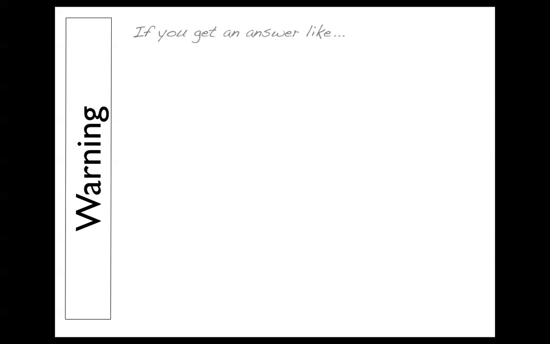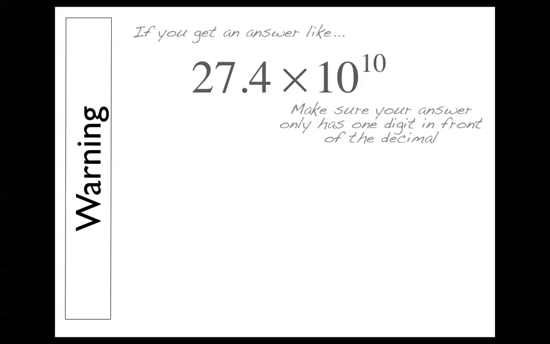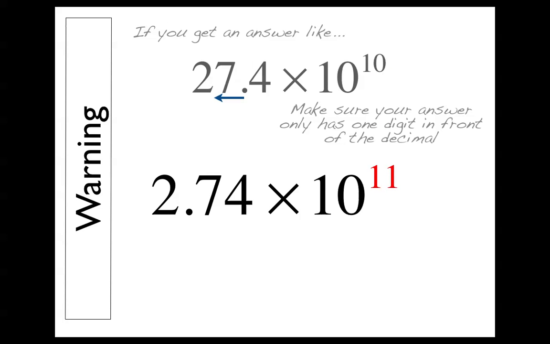Warning though, if you are doing a problem and you get an answer like this, where it's 27.4 times 10 to the 10th power, and you see that there's 2 digits in front of the decimal, and you know it's not supposed to be like that, and we want the decimal to be between the 2 and the 7 instead of the 7 and the 4, okay, we're going to have to make sure our answer has only one digit in front. So we're going to take the 27.4 and we're going to make it 2.74 by moving that decimal to the left. Notice though that when we make it 2.74, we had to change the exponent on the 10. And we did that because we moved the decimal to the left once, so we had to add 1 to our exponent. You can try a when in doubt, write it out on this one if you need to, or again, you can just trust me. When you move the decimal to the left once, you got to add 1. If you were to move it to the right once, you would have to subtract 1.